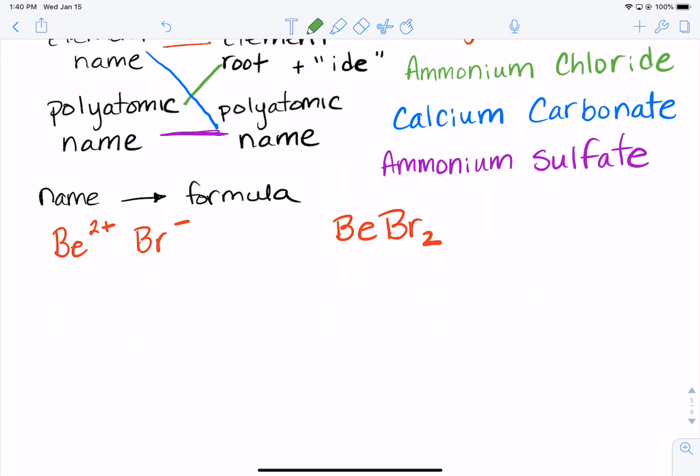NH4+. And chloride, it ends in -ide, so I look at my periodic table. Chloride, so I'm looking for actually chlorine. I find it on the right-hand side.